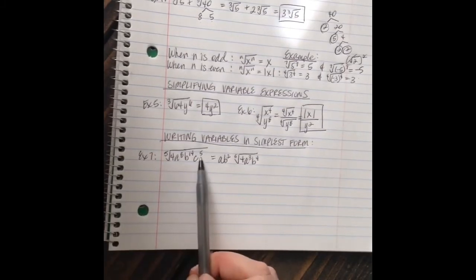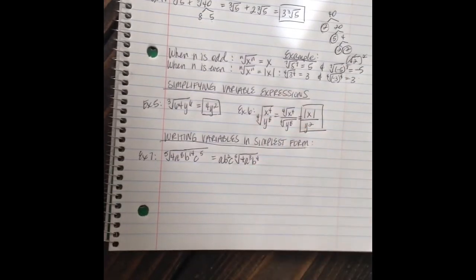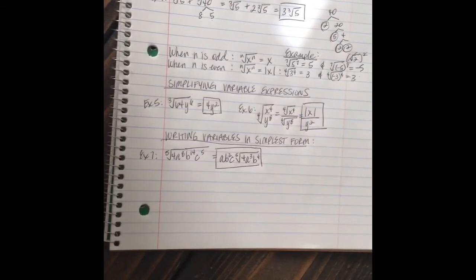5 goes into 5 one time. So 1c will come out. There are none left over, so there is nothing that will go underneath the radical. Your final answer will be a b squared c, the fifth root of 4a cubed b to the 4th.